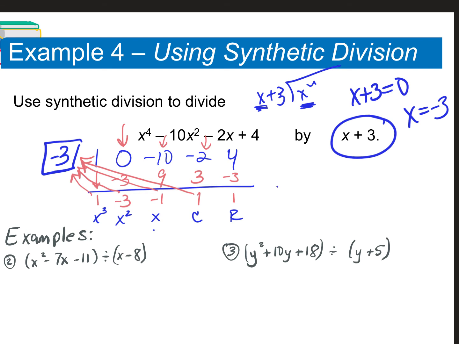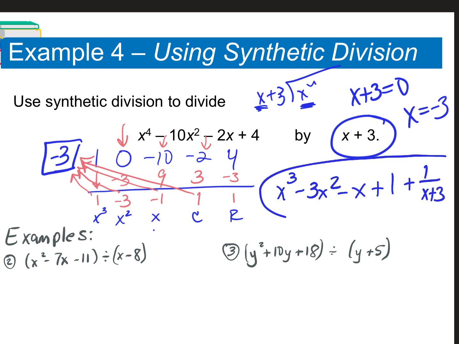I have x cubed minus 3x squared minus x plus 1. And what's r? My remainder. So how do I write it? Plus 1 over x plus 3. Good. Very good.